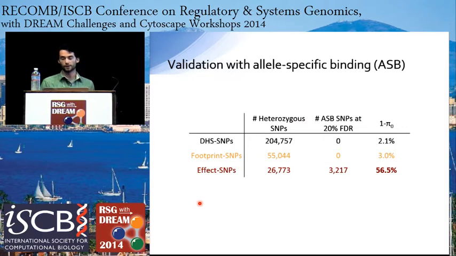We used the Storey FDR procedure to do multiple test correction, and we observed that only a small fraction of these DHS SNPs are likely to actually impact binding. Slightly more if you look at the footprint SNPs, but still most of them are going to be neutral. However, if you look at the effect SNPs, about 56% of them are predicted to impact binding.